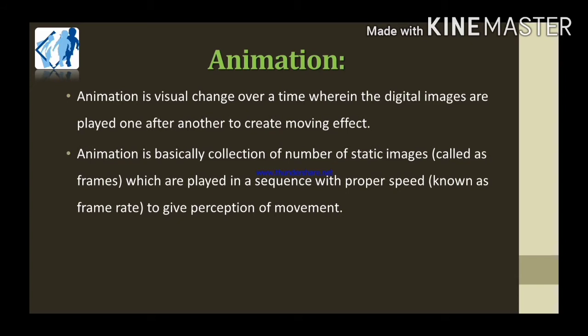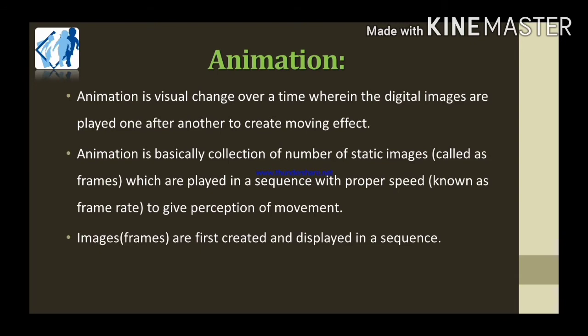Images are created, those images are called frames, and all those frames are played in proper sequence with proper speed, which will give us the perception of movement. That is an animation. Images, that is a frame, are first created and displayed in a sequence.